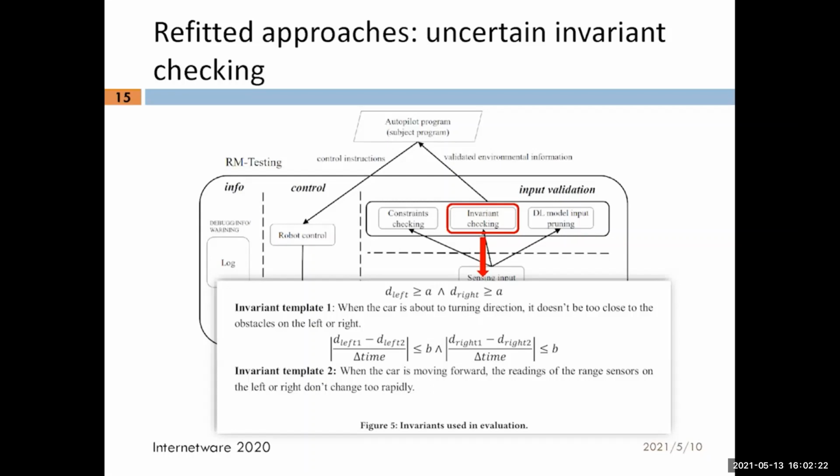Here are the templates we used. These invariants mainly focus on preventing the car from crashing into any obstacle.